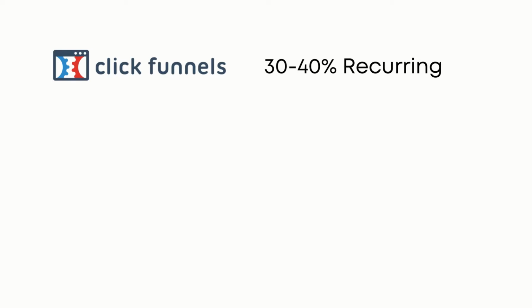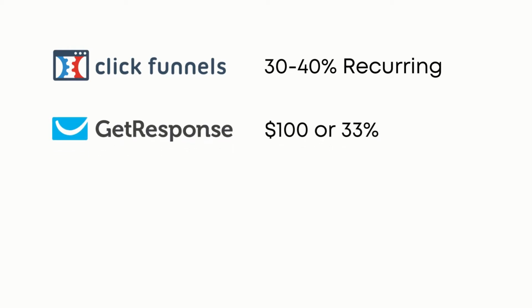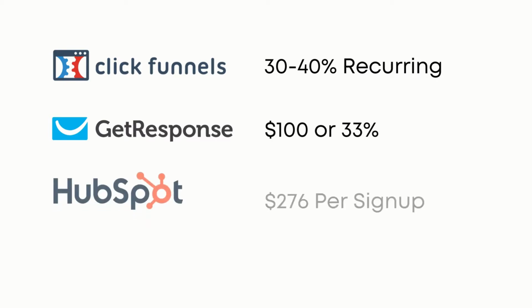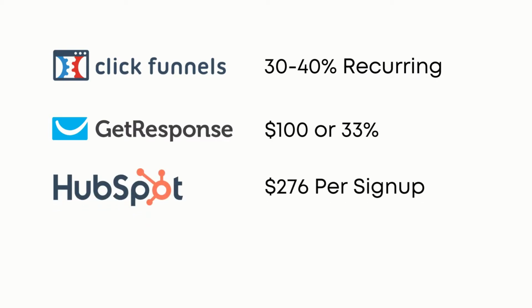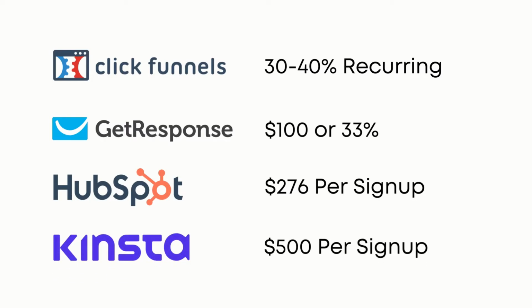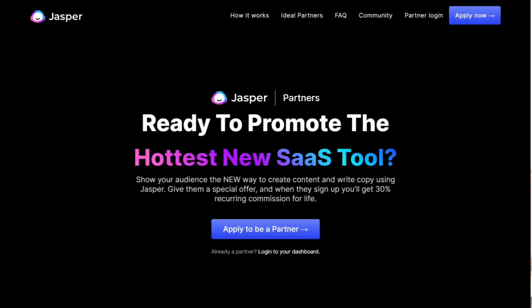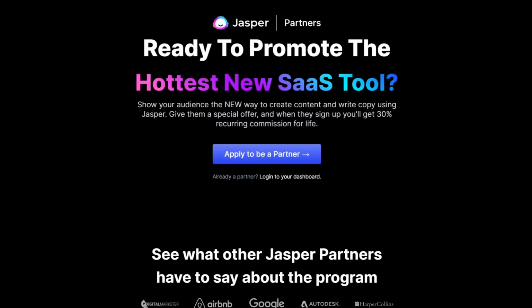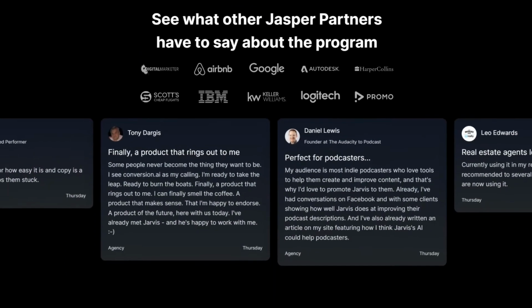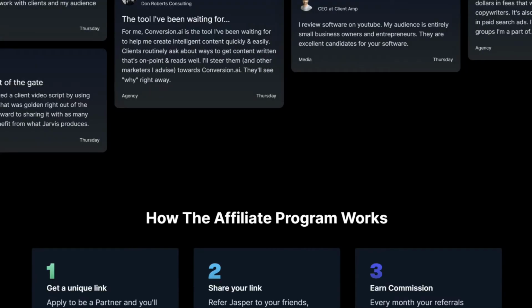That soon adds up. GetResponse email marketing pays $100 for every sign up. HubSpot pays on average $276. Kinsta blog hosting pays up to $500. But you don't have to go for the high ticket commissions. Some programs pay recurring revenue, like Jasper, which is an AI writing assistant. They pay 30% of every sign up for as long as that person is a member. So let's choose Jasper as an example.